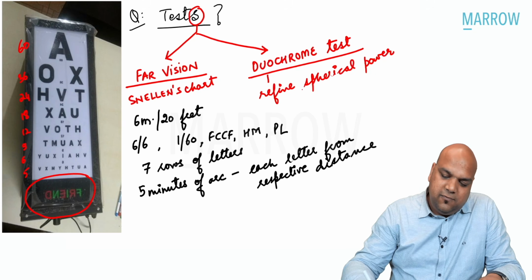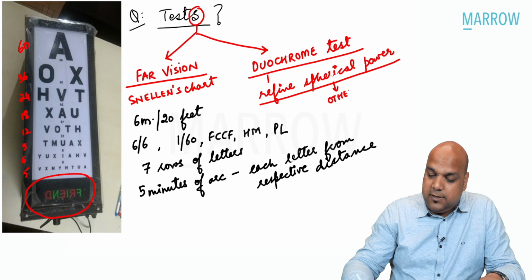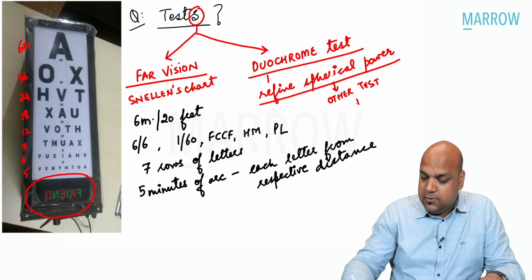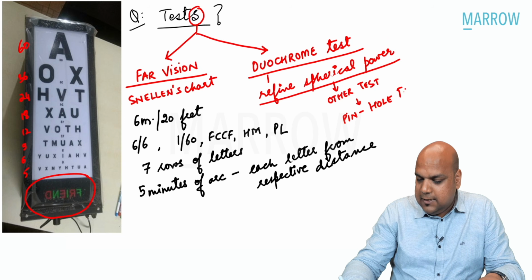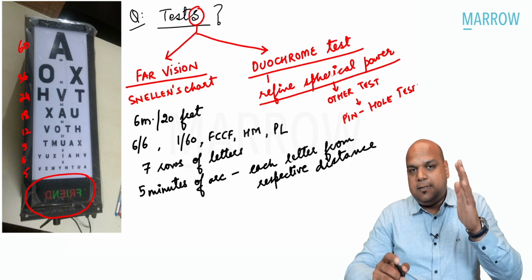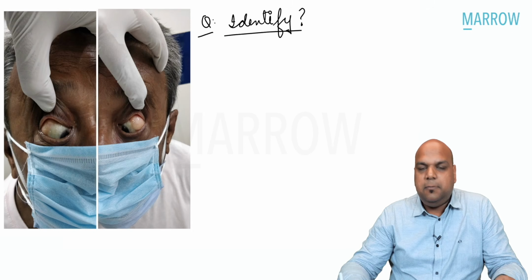Apart from duochrome test, which other test can you do to refine spherical power? What is the other test? A very common test. Yes, all of us know the name. That is the pinhole test. The more commonly done test, if I can say so, pinhole test. Yes. Now, let's move on to the next image.